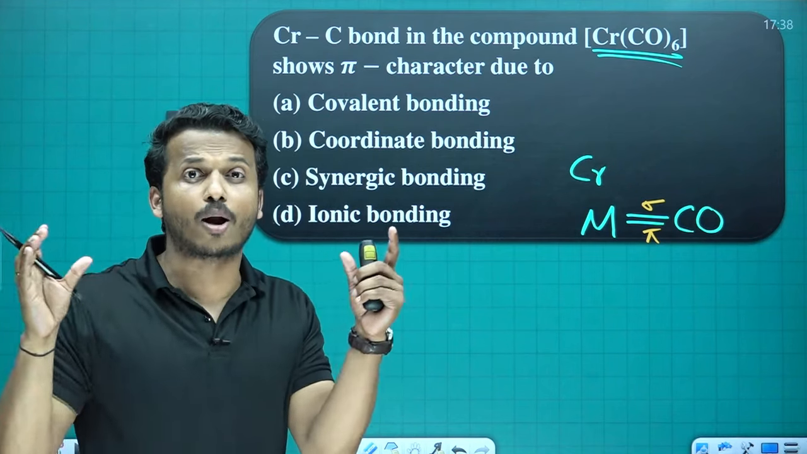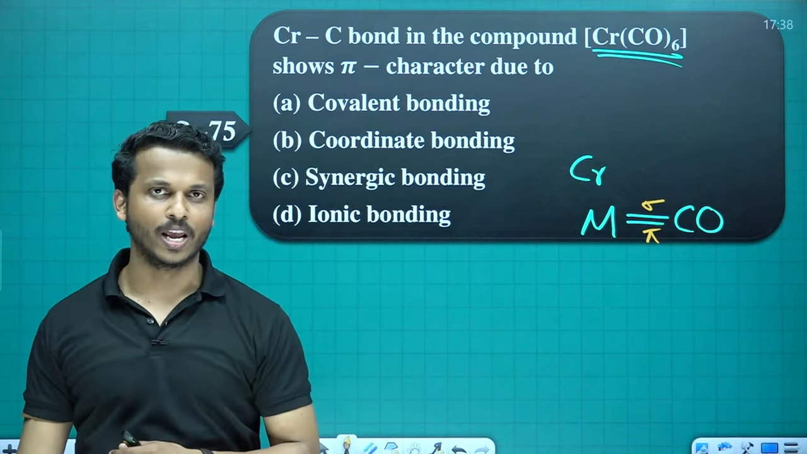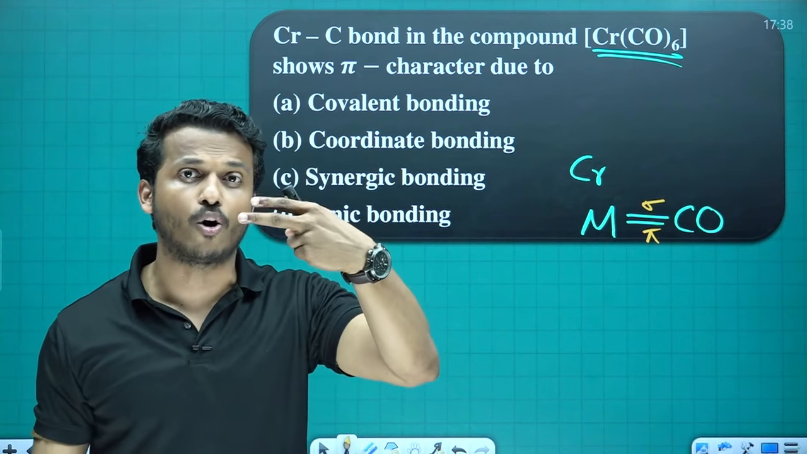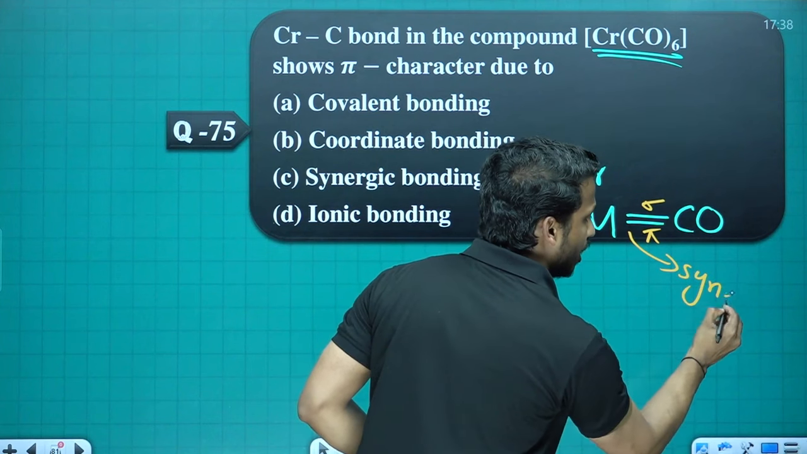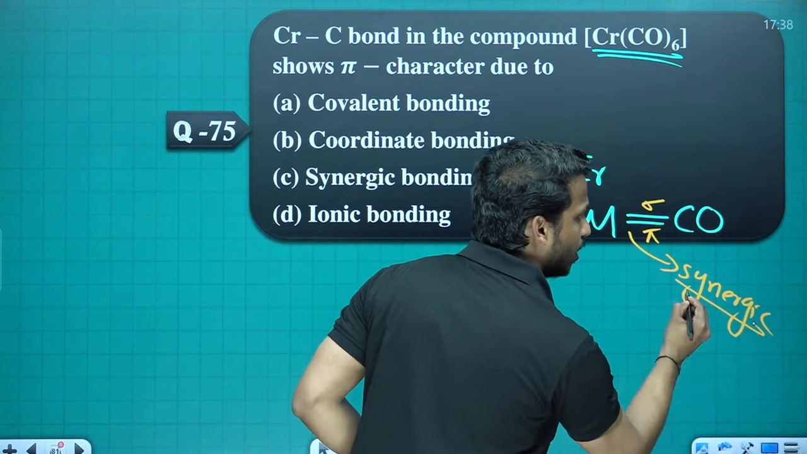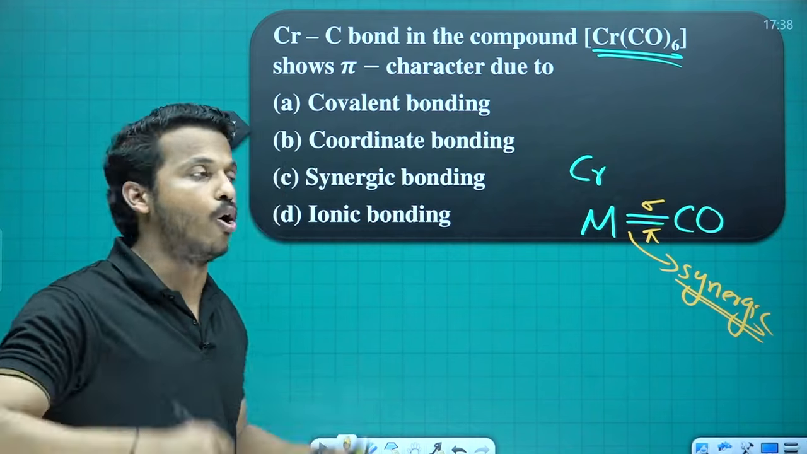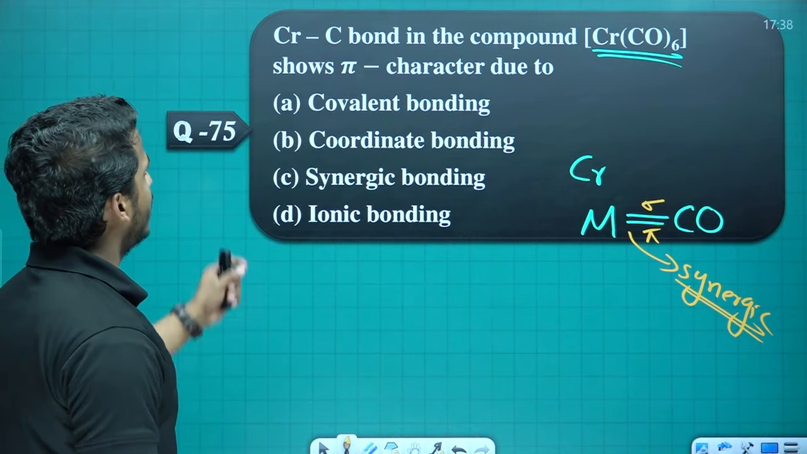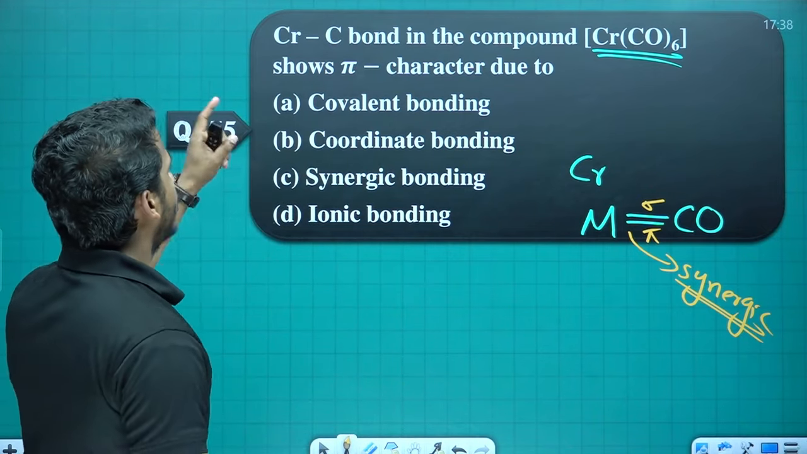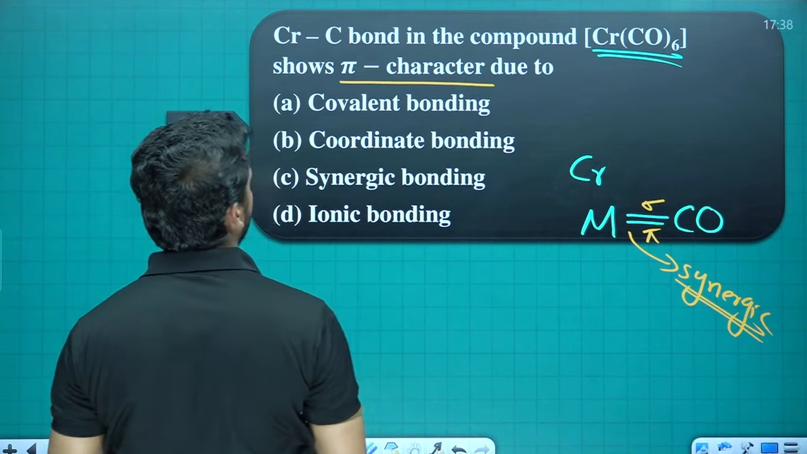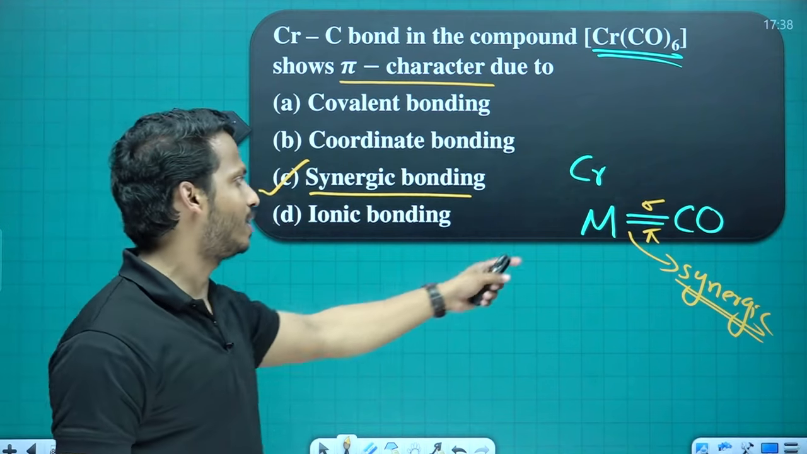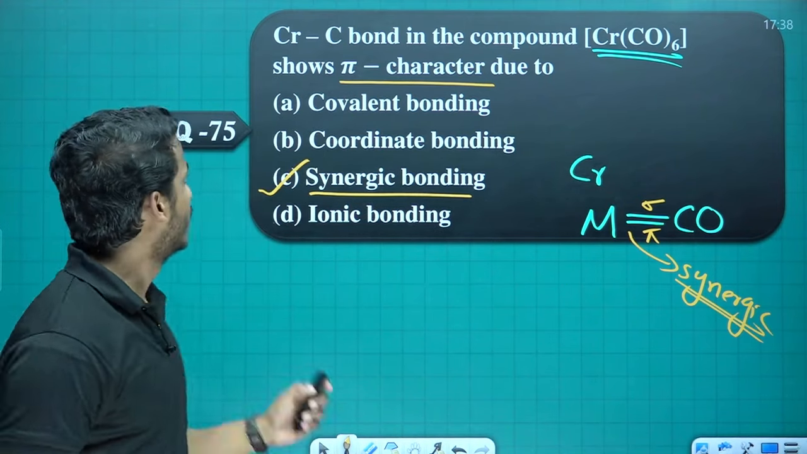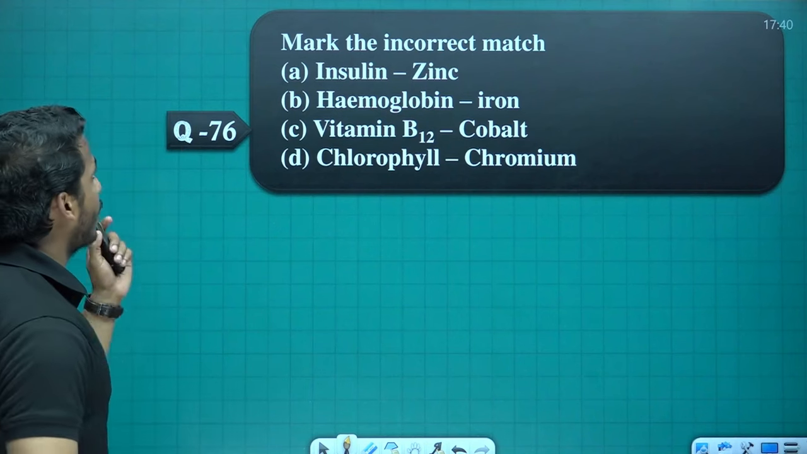So metal carbonyl is a special case we studied. The carbonyl ligand has the ability to form a double bond with the metal, and the extra bond is what we call a synergic bond, or self-strengthening bond. So what is the question? The Cr–C bond in the compound shows pi character. That is because of what? Synergic bonding. The extra pi bond is called the synergic bond.